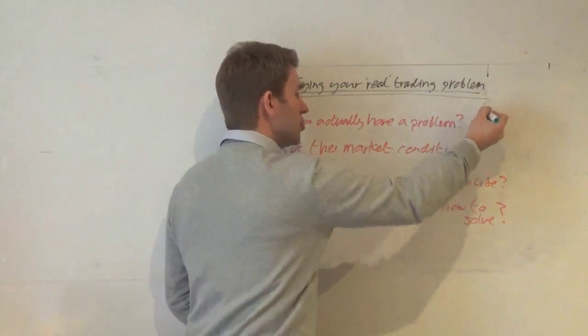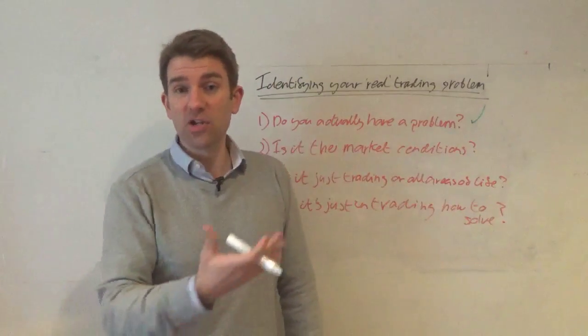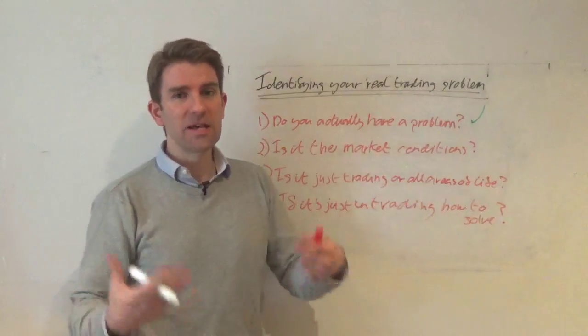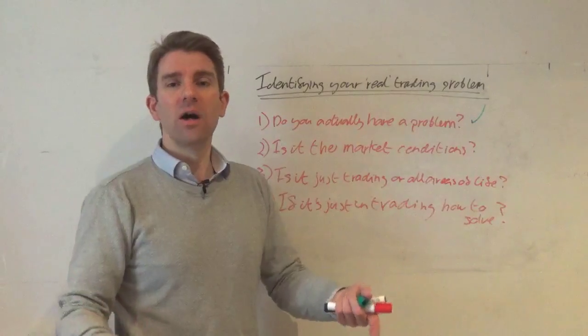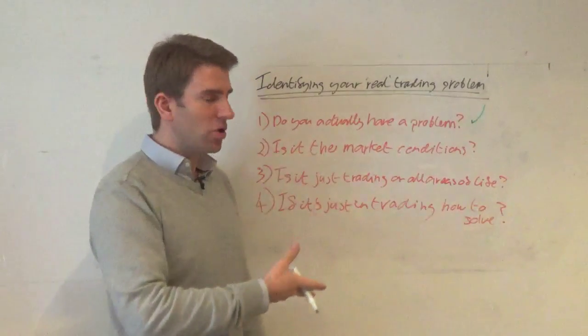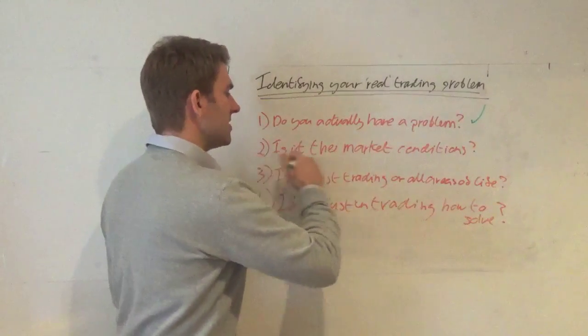So just basically looking and saying, have I actually got a problem? Put it into perspective. A few losing trades isn't a problem. It's the way the market works. However, if you look deeper and you recognize there could be an issue, you need to look to the next step. Okay, number two, is it the market conditions?